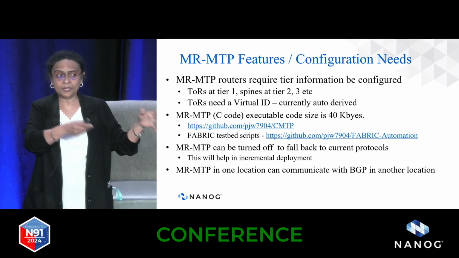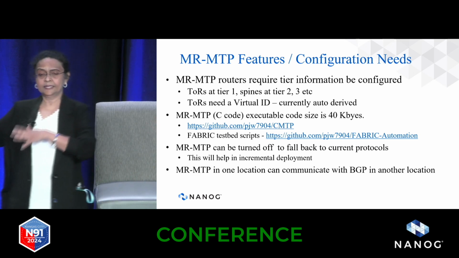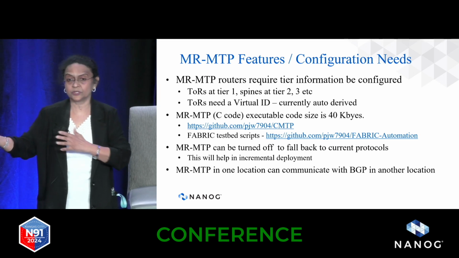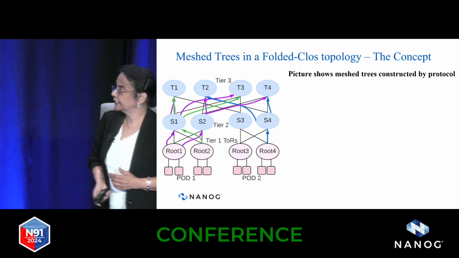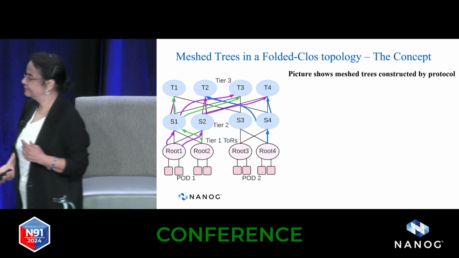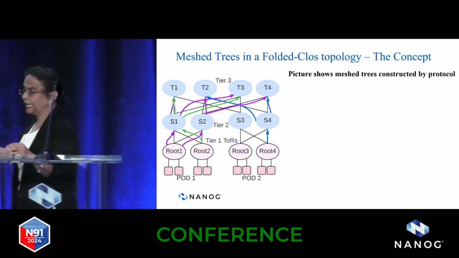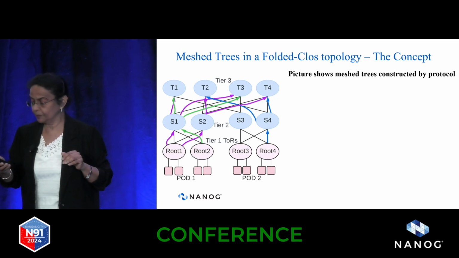And if I'm running MR-MTP in one DCN location, I can easily communicate with another DCN location that's running the traditional protocols. So here comes the picture. I've been trying my best to see if I can simplify it. So that is a 3-tier Folded-Clos topology.